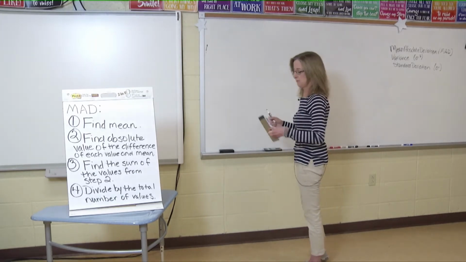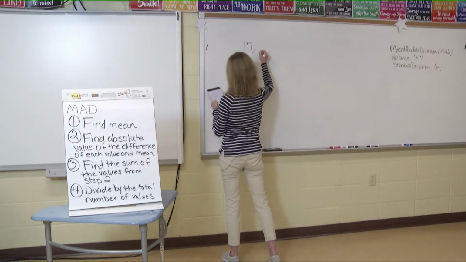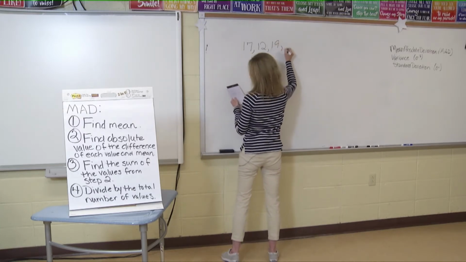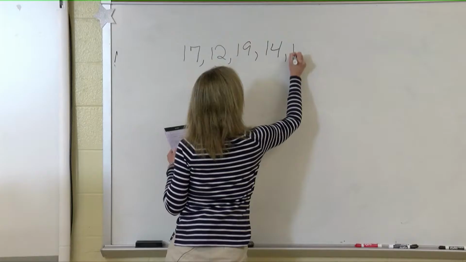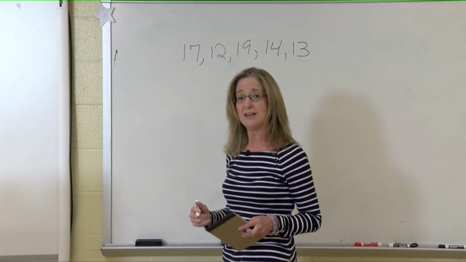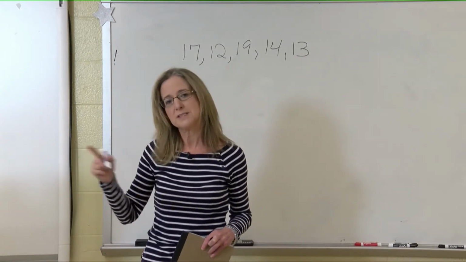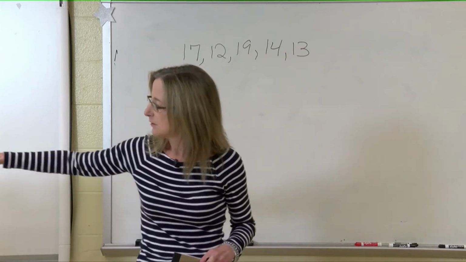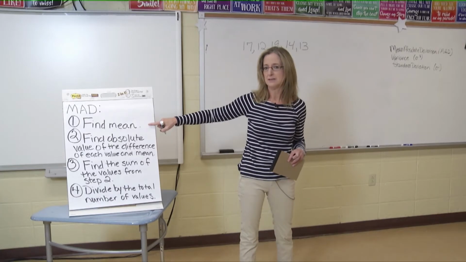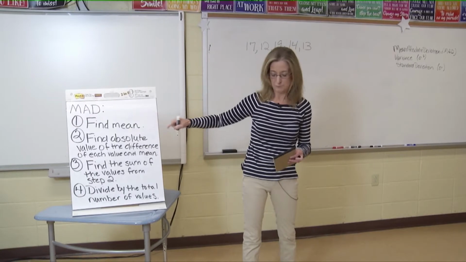If we have a set of data points, if we take the numbers 17, 12, 19, 14, and 13. And if we want to find the mean absolute deviation of those data points, what's the first thing that we need to do? Well, let's go back and let's look at our steps. The first thing that we need to do is find the mean. How do we find the mean? We add those points together and we divide by the total number of points.